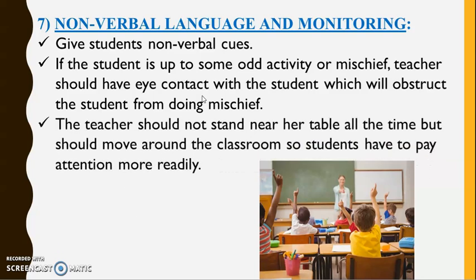The teacher should not stand near her table all the time, but should move around the class. The students have to pay attention more readily. You don't just fix your place in the class and stand there and give lecture. Instead, you need to move around the class if the class is small, so that each of the students is taken care of and they know that the teacher is observing us and the next round will be near us.